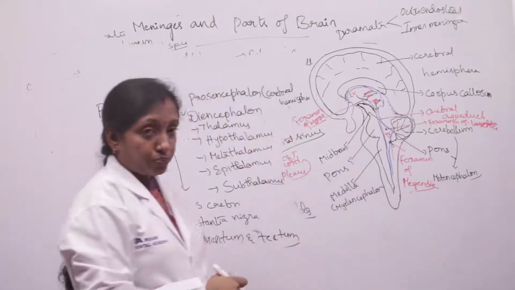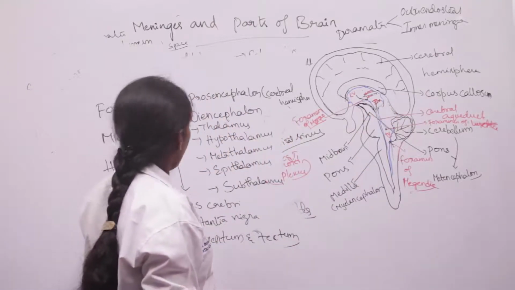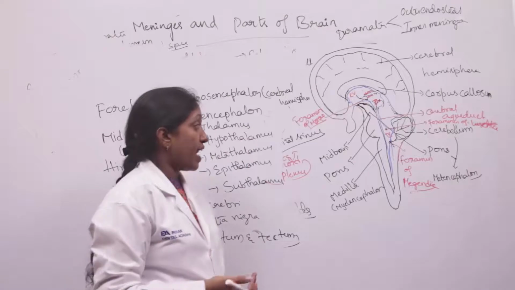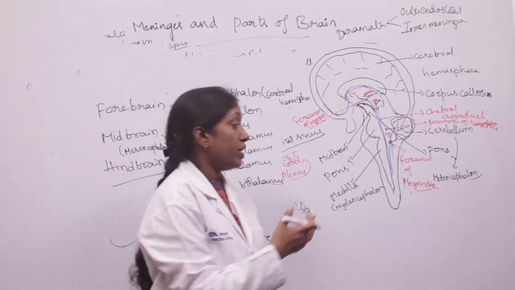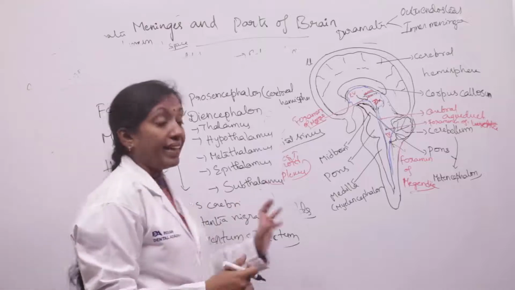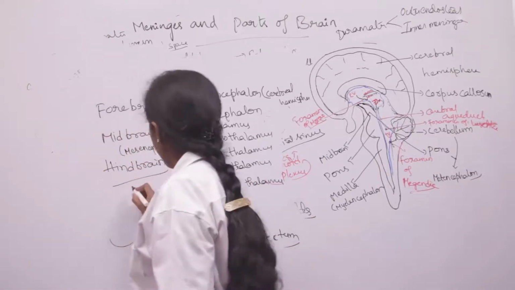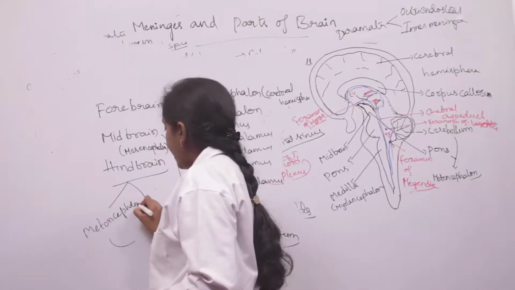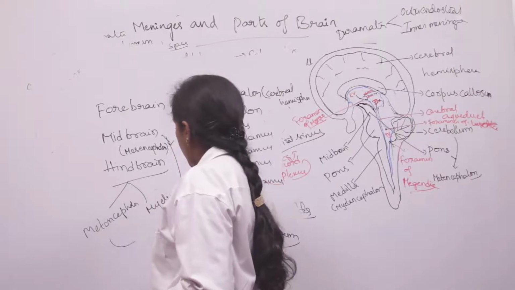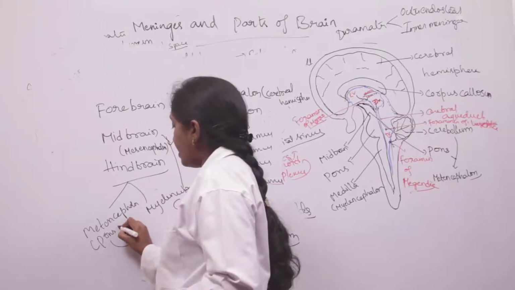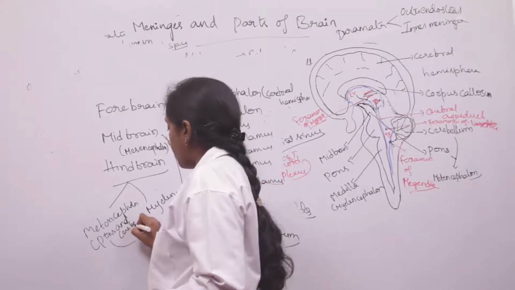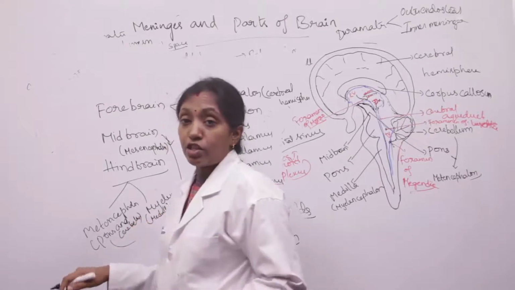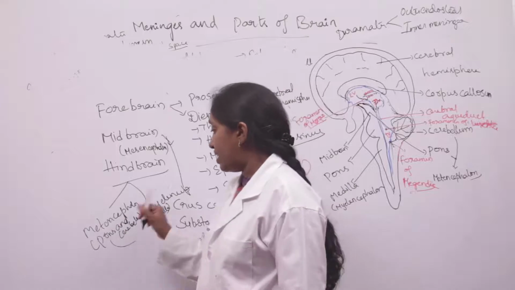And coming to the hindbrain. Hindbrain divides into two: metencephalon as well as the myelencephalon. Metencephalon includes pons and cerebellum, and myelencephalon includes medulla. Okay, so the hindbrain consists of metencephalon and myelencephalon.